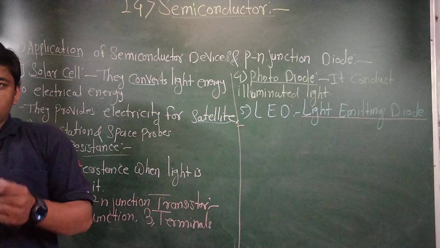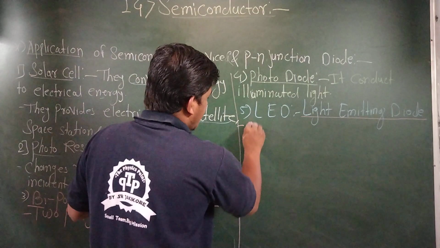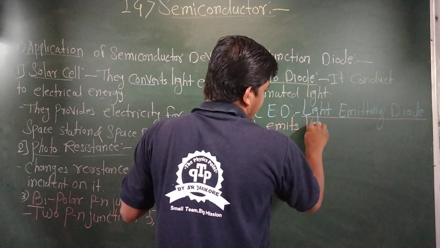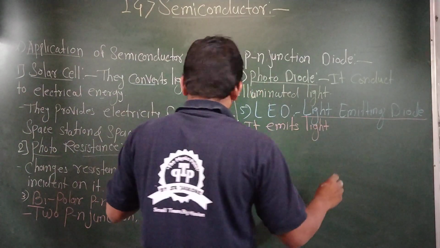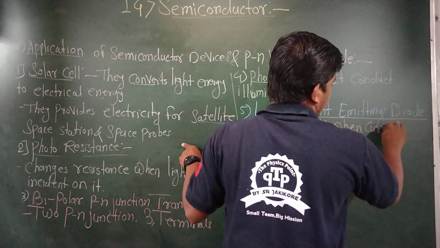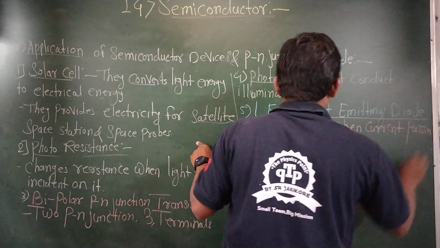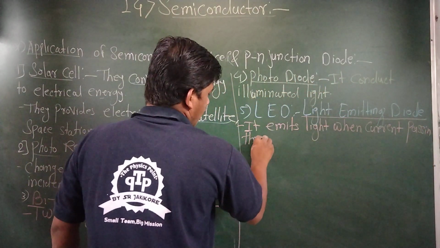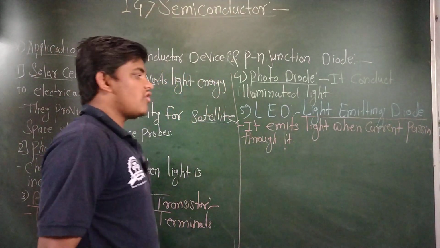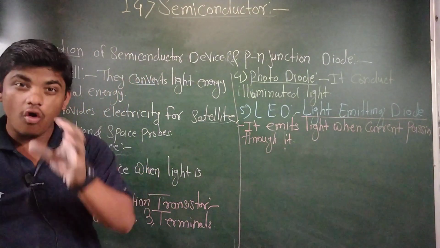It emits light when current passes through the semiconductor. You will see LEDs used in your homes, and the LED is low in cost.